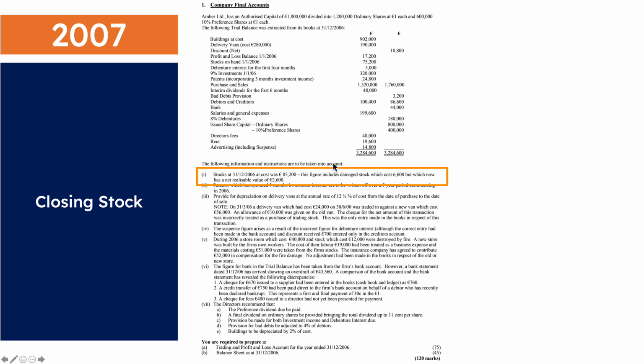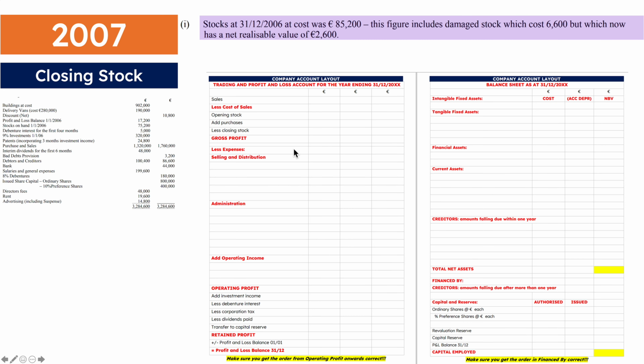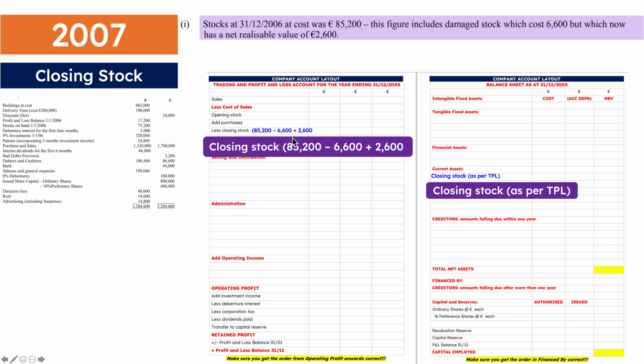2007, very easy. Stocks at 31st the 12th 2006 at cost was 85,200. This figure includes damaged stock which cost 6,600 but which now has a net realisable value of 2,600. Okay, so we have closing stock minus 66 plus 26, and then in the trading account, and then in the current assets in the balance sheet, closing stock as per TPL.